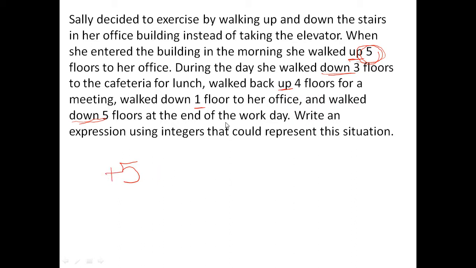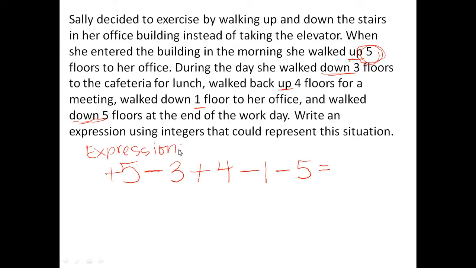Okay, then the next thing she did was she walked down 3 floors to the cafeteria. Well, down is decreasing, and so it'll be negative. So down 3 floors. She walked back up 4 floors. Up is positive, and up 4. And then she walked down a floor. Down is negative, negative 1. And then she walked down 5 floors again at the end of the day. Okay, and this right here is our expression. This explains what Sally did during the day.